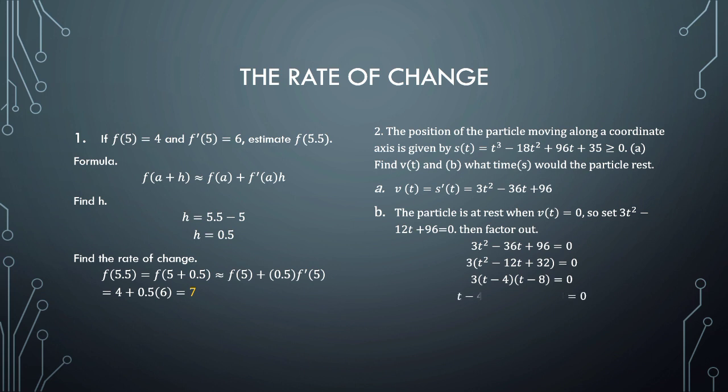Thus, we have t minus 4 equals 0, or t equals 4, and t minus 8 equals 0. Then finding the answer would be t equals 8. Thus, the particle is at rest at t equals 4 and t equals 8.